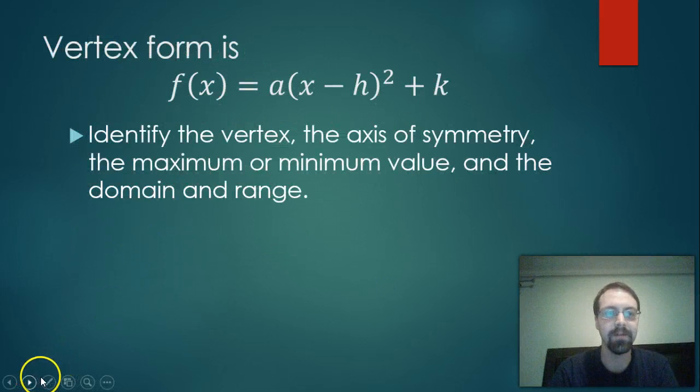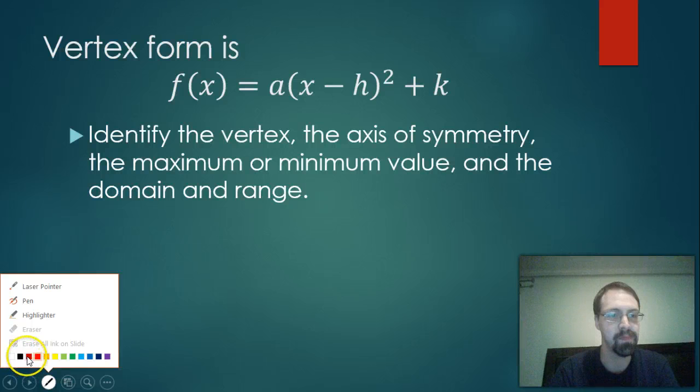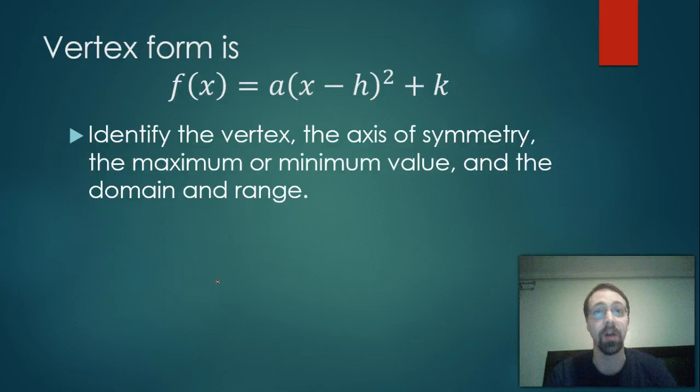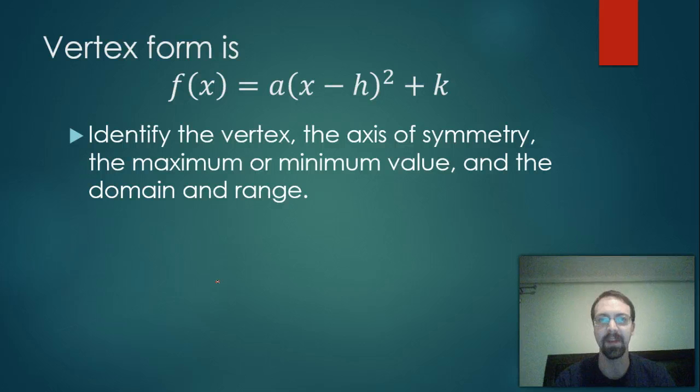So first we have the vertex form, but I went ahead and gave it to you. It is f of x equals a times the quantity x minus h squared plus k. We're going to identify the vertex, the axis of symmetry, the maximum or minimum value, and the domain and range. It's actually all given to us by this formula. You can use this formula as a baseline to find everything else.